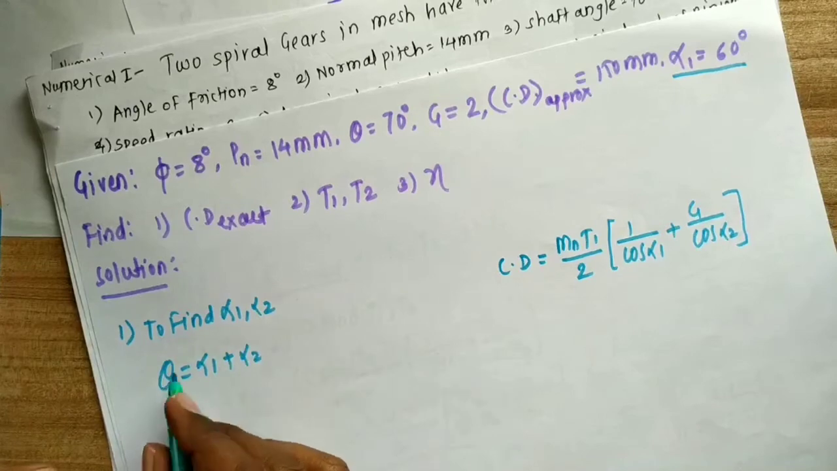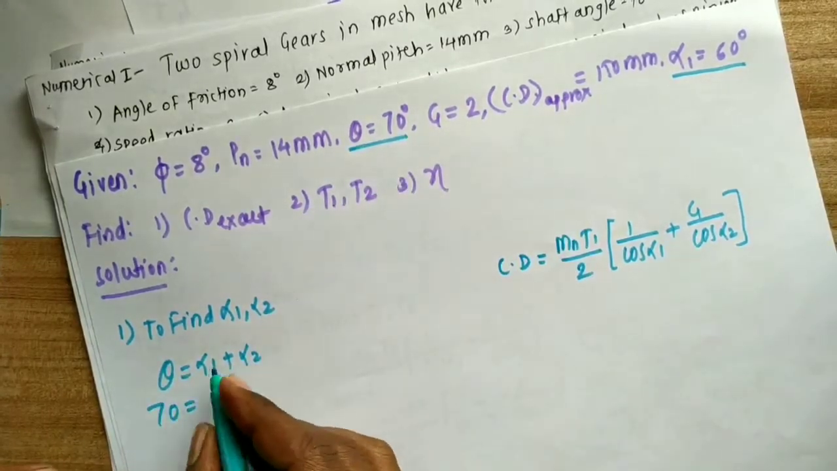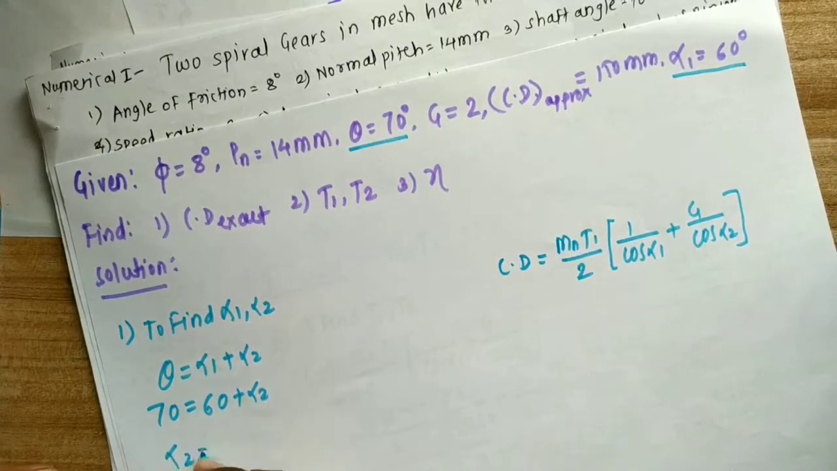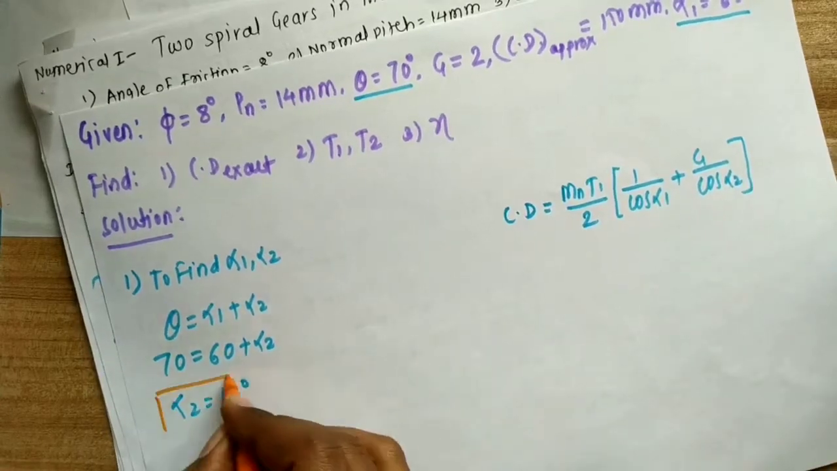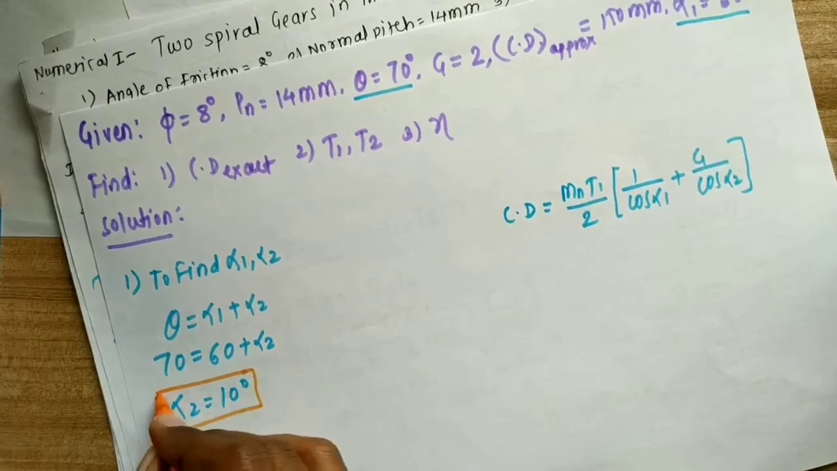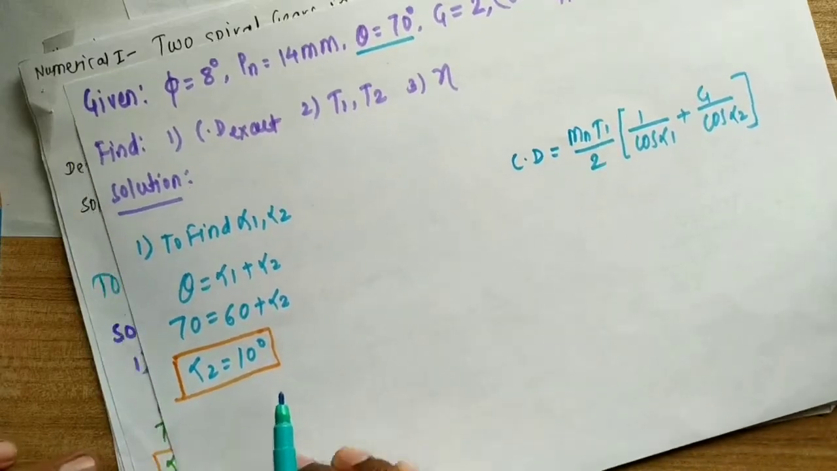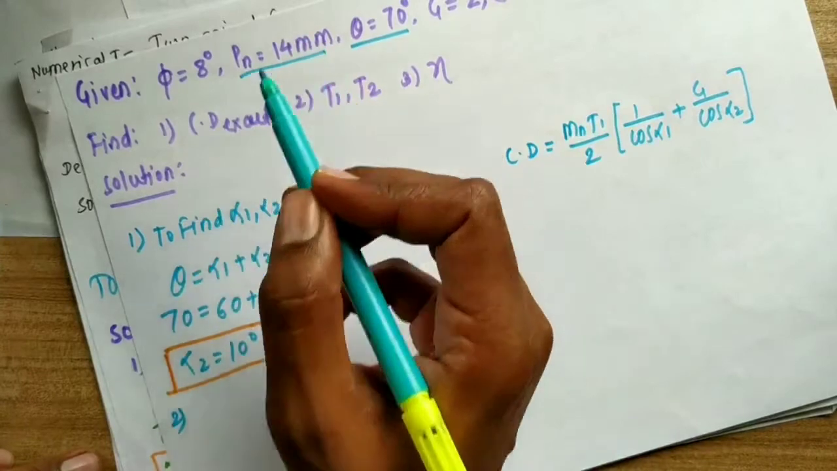We know that theta is 70 degrees, alpha 1 is known as 60 degrees, and hence alpha 2 is equal to 10 degrees. So in the first step of the numerical, I determine alpha 2 and alpha 1 with the help of the shaft angle formula. The second thing required is Mn. Can I find Mn? Pn, the normal pitch, is given.